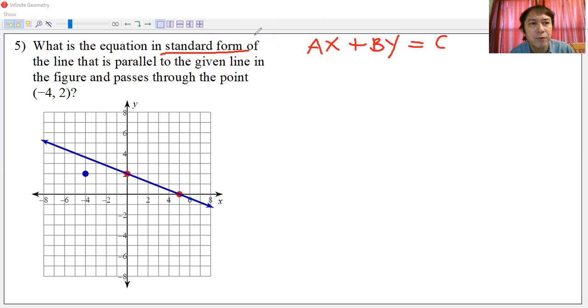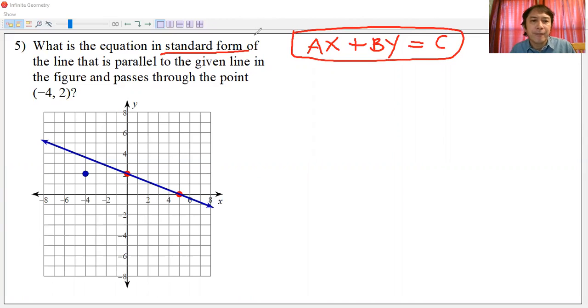What is the equation in standard form of the line that is parallel to the given line in the figure and passes through the point -4, 2? -4, 2 is the blue point that you see. So we can see the red points there, which will provide us 2 points, and we can use those points to compute for the slope. And then we can use the slope and the point to come up with the equation, and then just transform it algebraically into the required form, standard form.